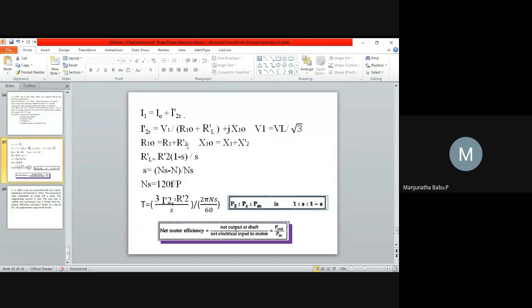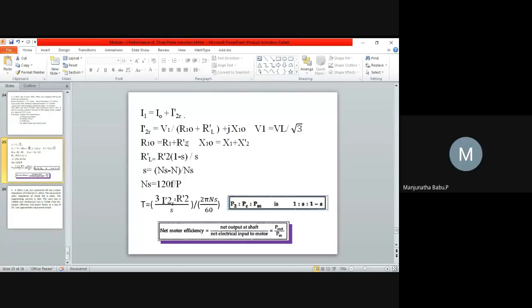R2 dash. Okay. So what is the value of R1 he has given? R1 he has given as the stator resistance, 0.1 ohms, and R2 dash he has given as equivalent rotor resistance referred to stator, that is 0.15 ohms. So find what is the R01. So you will be getting 0.25 ohms.